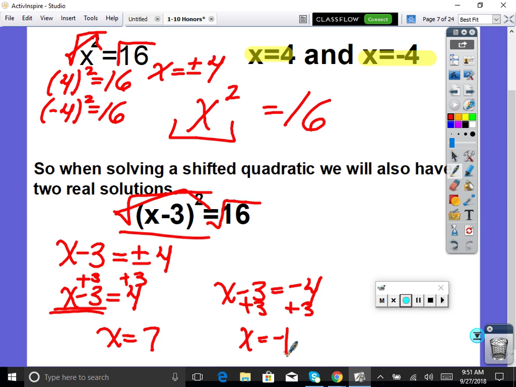Now think about why that makes sense. If we had a solution at negative 4 and then shifted it right 3 units, it's now going to be at negative 1.